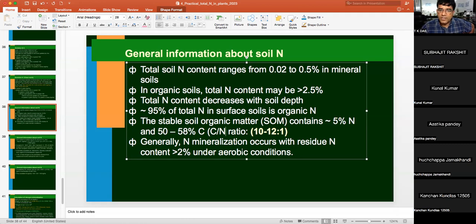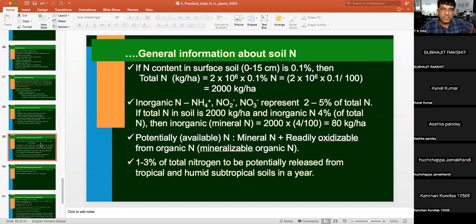Generally, nitrogen mineralization occurs with residue nitrogen content of more than 2% under aerobic conditions. So on an average, 2% is the accepted value.